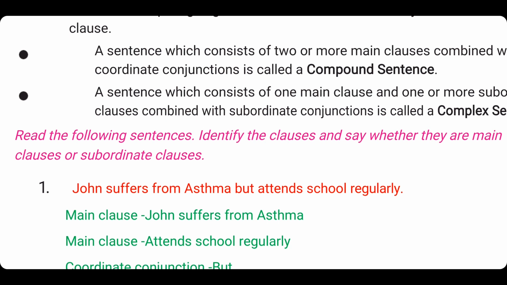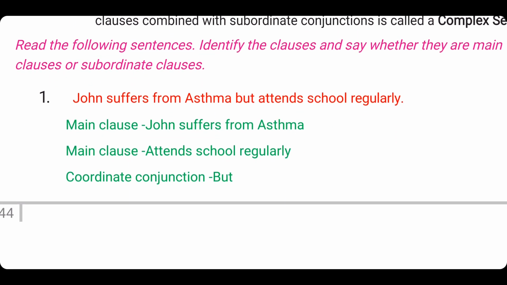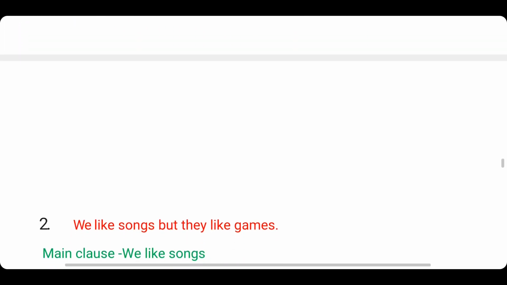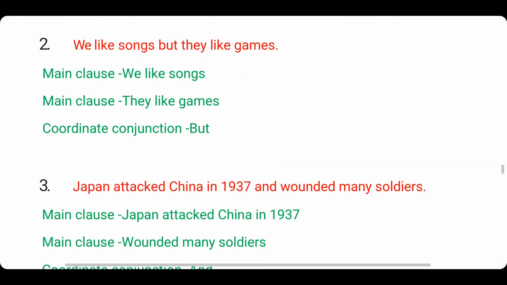Read the following sentences, identify the clauses and say whether they are main clauses or subordinate clauses. John suffers from asthma but attends school regularly. Here we see that but is a conjunction, and but is a coordinate conjunction. Hence, there are two main clauses. The first main clause is John suffers from asthma, and the second main clause is attends school regularly, or he attends school regularly, we can also say.